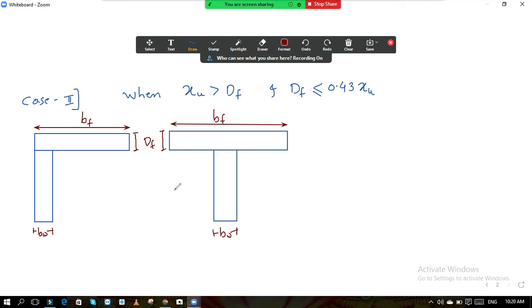Okay. Now Xu is greater than Df. What is the meaning of this? The depth of neutral axis does not lie in the flange. This is the meaning of this.